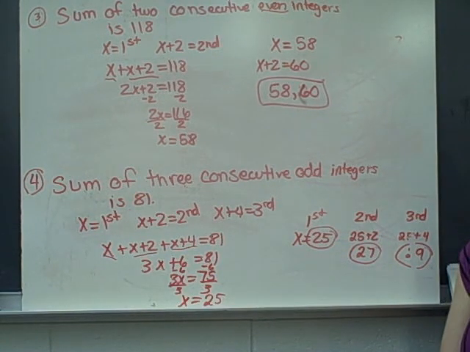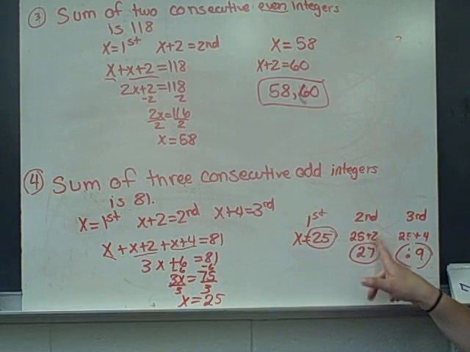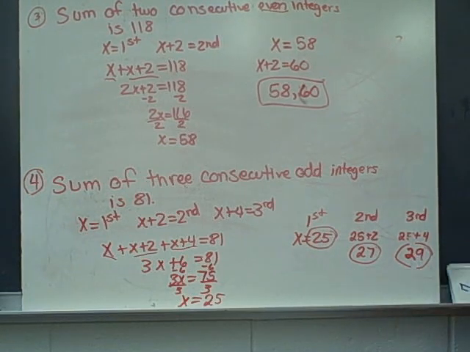If you were to solve that equation like I have done here, you would find out that your first integer is 25. I add 2 more and get 27. And if I add 4 more, I get 29. So my 3 consecutive odd integers are 25, 27, and 29.